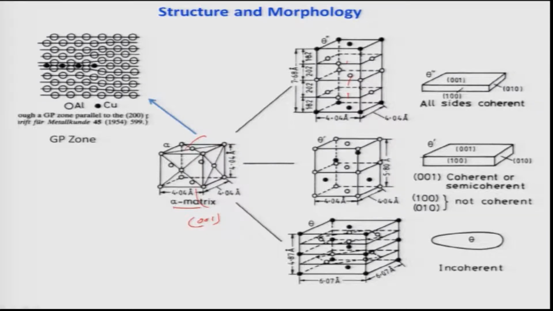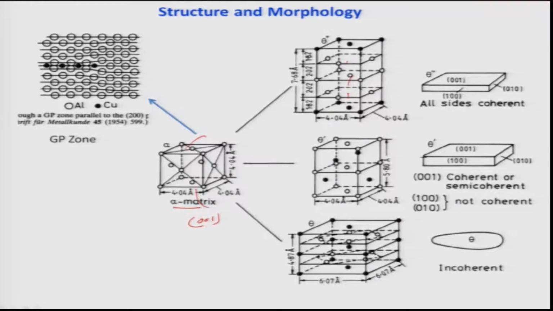Because of these transformations, some of these planes remain coherent. It is obvious because A and B, the lattice parameters, remain the same. So, therefore, 001 planes actually remain coherent, or in an extreme case it will be semi-coherent. There will be some distortion of the planes, but these planes, that is 100, this plane 100 is these sides, and 010 become incoherent because of the copper atoms nicely sitting on these places.